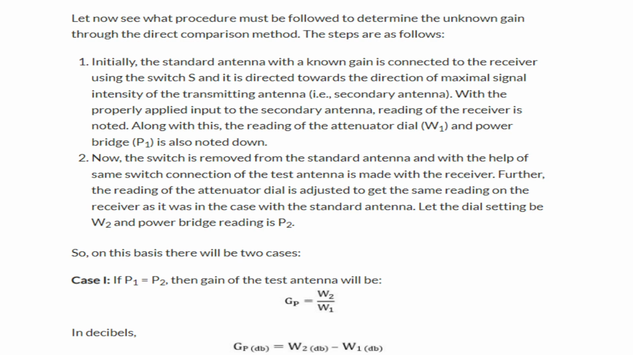Now the switch is removed from the standard antenna, and with the help of the same switch, the connection of the test antenna is made with the receiver. Further, the reading of the attenuator dial is adjusted to get the same reading on the receiver as it was in the case with the standard antenna. So the dial setting is W2 and the power bridge reading is P2. Case 1: P1 equal to P2, then the gain of the test antenna will be Gp equal to W2 by W1. In decibels, Gp in dB equals W2 in dB minus W1 in dB.